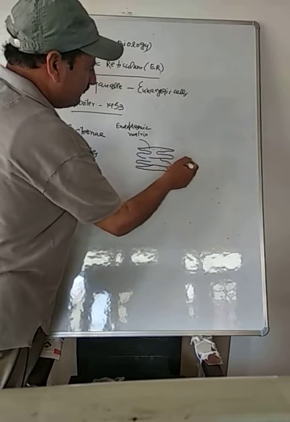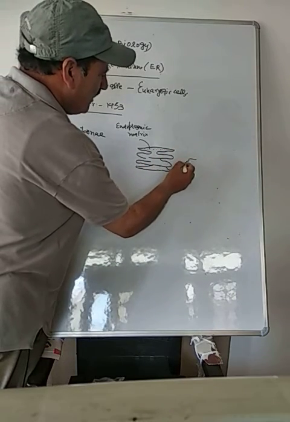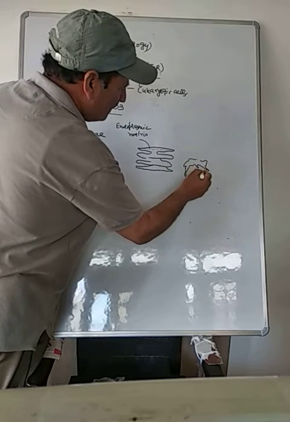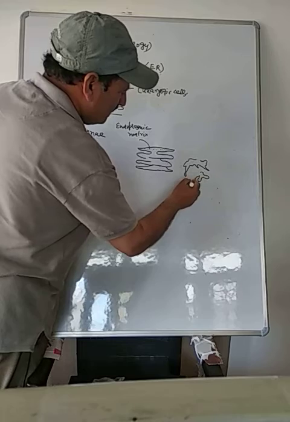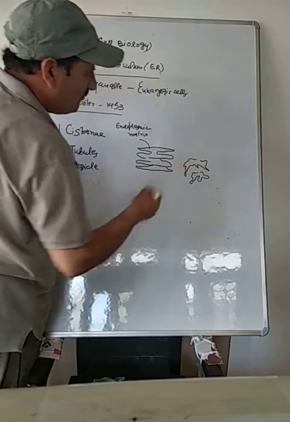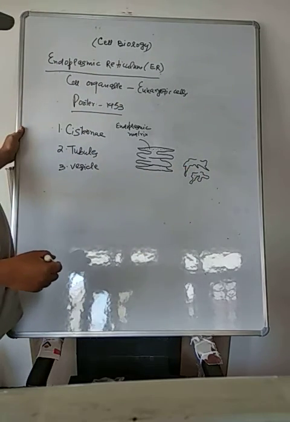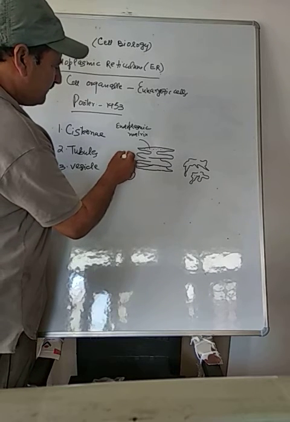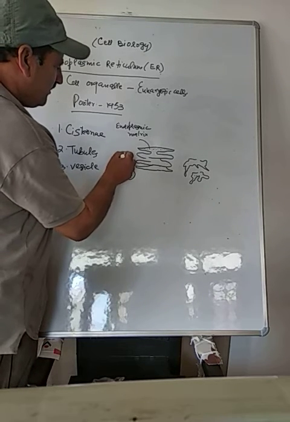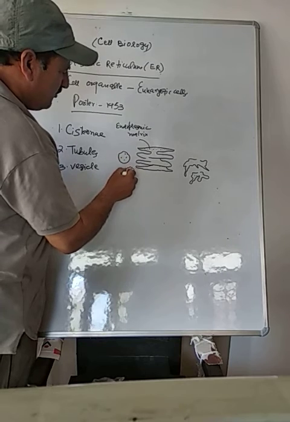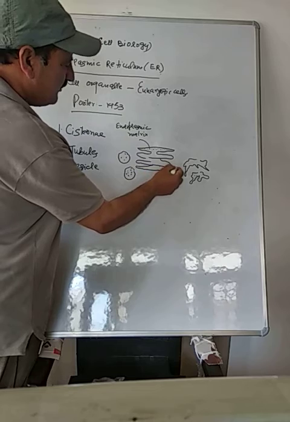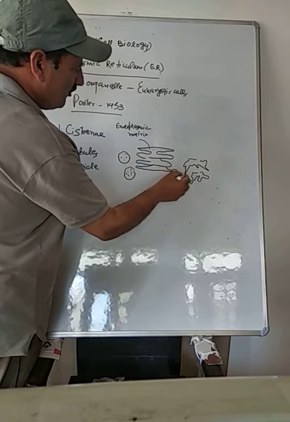These are extensions of the endoplasmic reticulum and are just like a network, in coiled form, just as this. And the third part is vesicles, which are usually spherical and are filled by fluid. These can be isolated, or these can be attached with the tubules or the system.